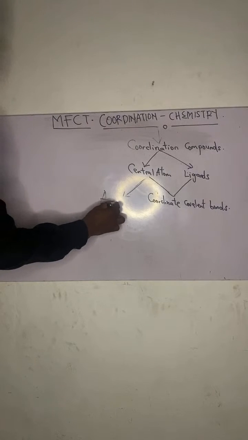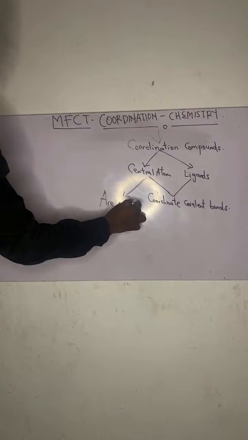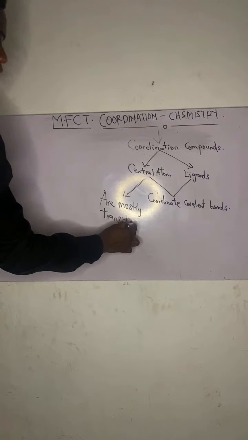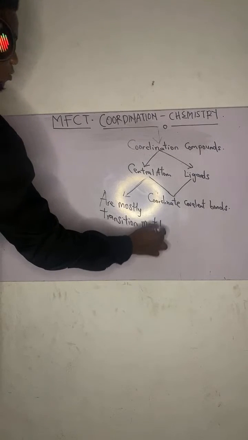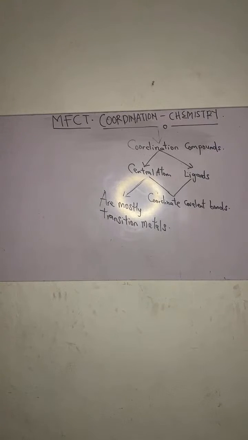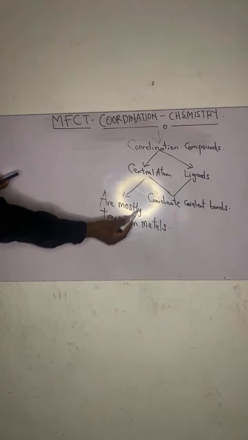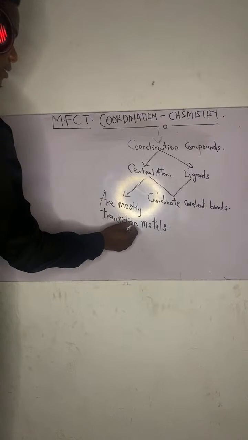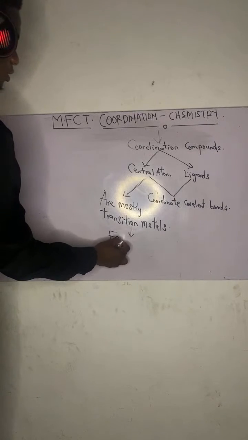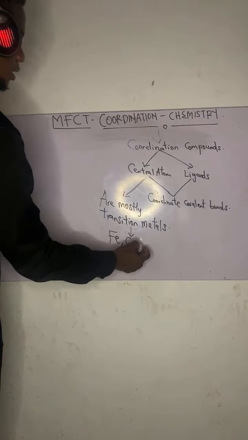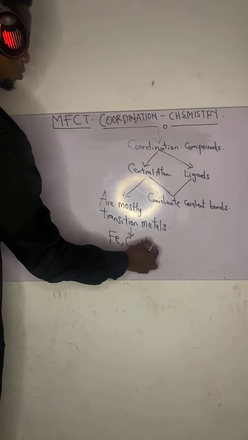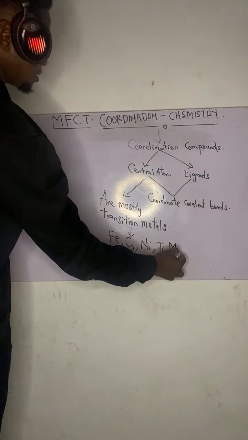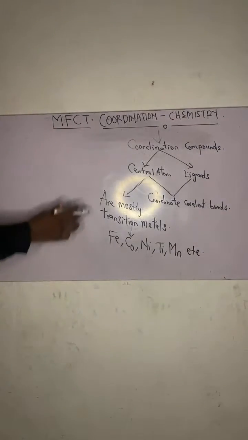Note, your central atoms are mostly transition metals. So what are examples of the transition metals? That can be iron, it can be cobalt, it can be nickel, it can be titanium, it can be manganese, etc. So that is that.